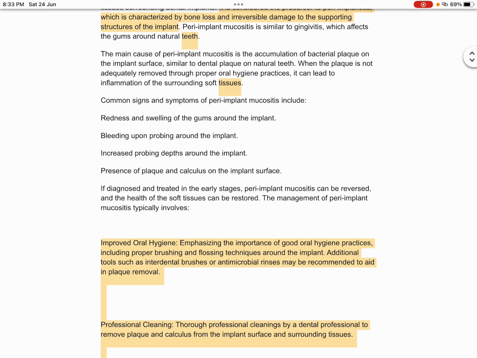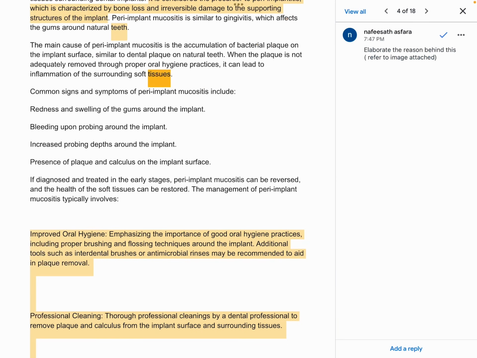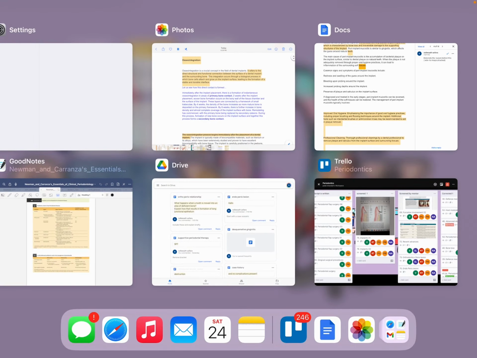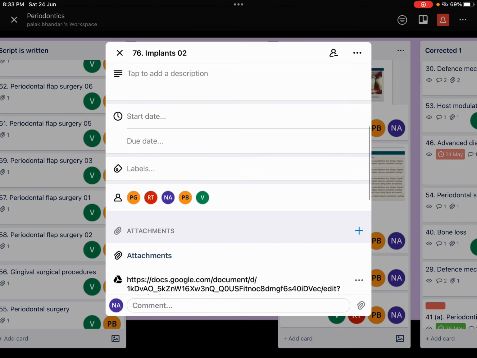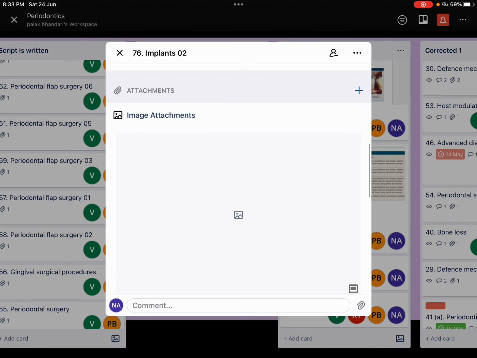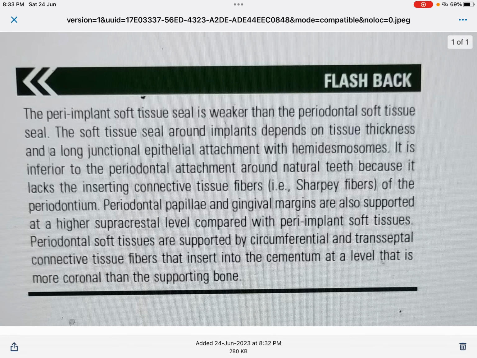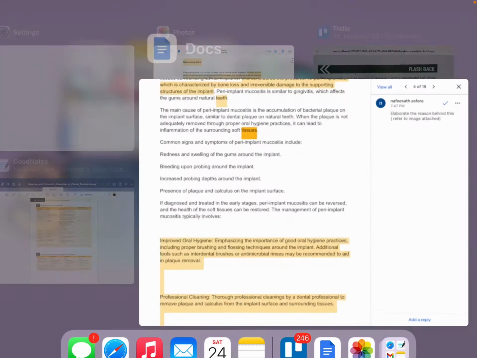And then while explaining the reasons behind the peri-implant mucositis, you could also mention a little in detail. You can refer to the image that is attached here, where it is saying how the peri-implant soft tissue is weaker as compared to the periodontal soft tissue and everything. You could take some lines from here and add them over there.